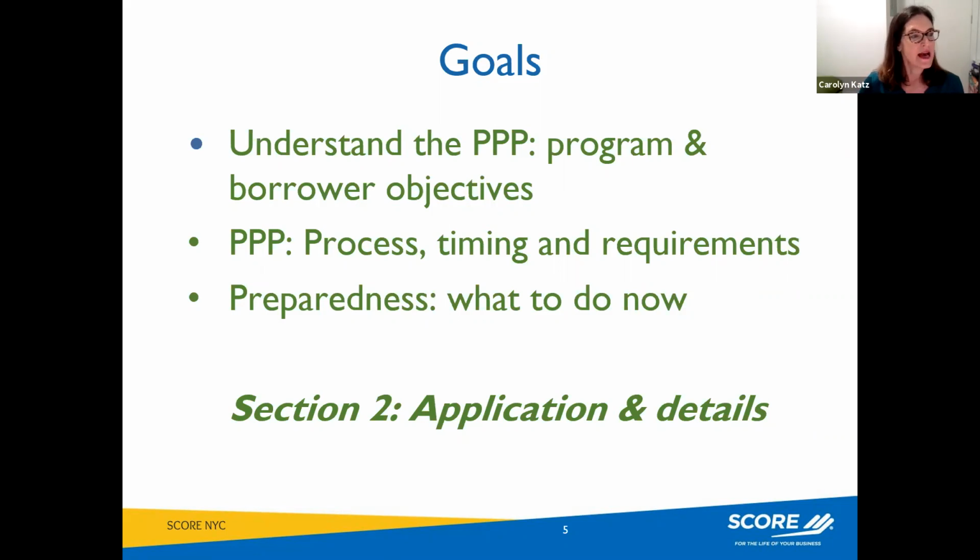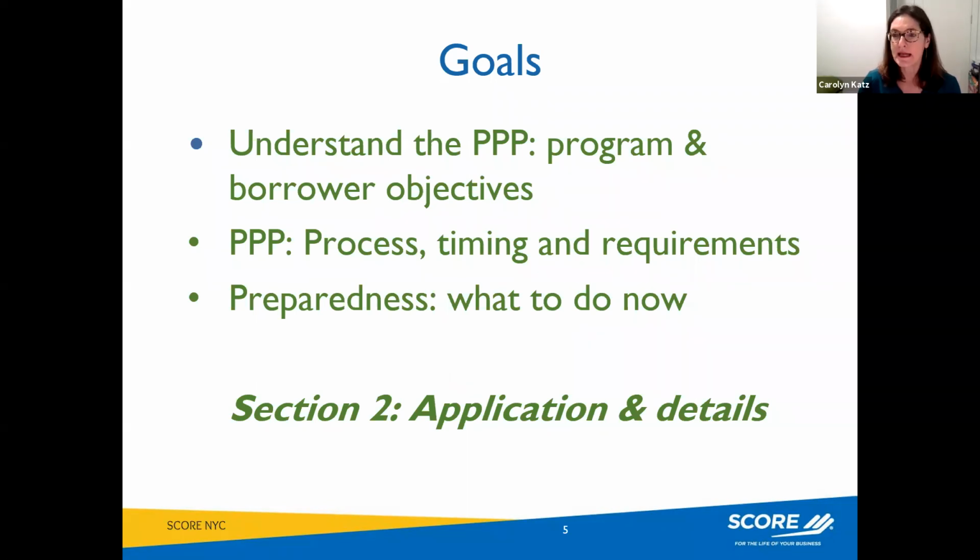Our goals for the day are to really, as I said, we may start with stuff that you already know. We're going to start by explaining how the PPP has gone through several gyrations. It's changed. There's been amendments to it. How did all of that happen? Where do we stand now? What's going to go on with the loan?